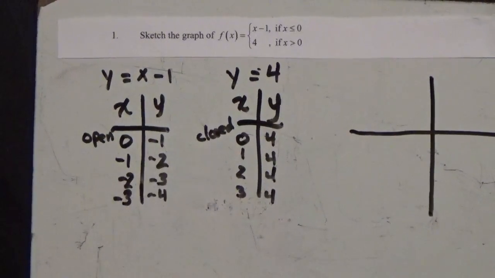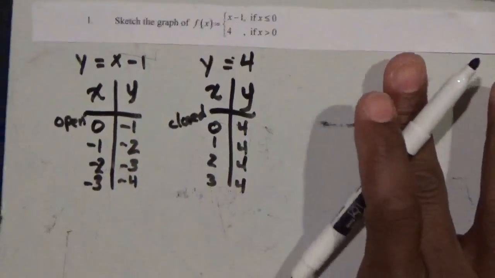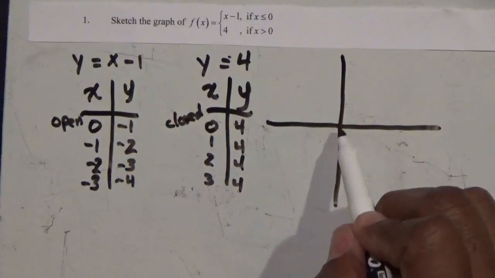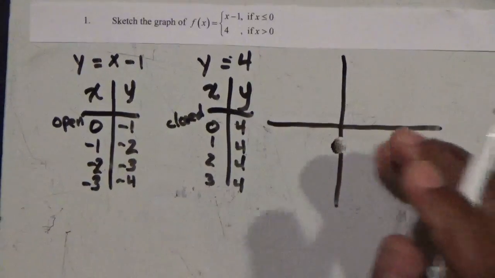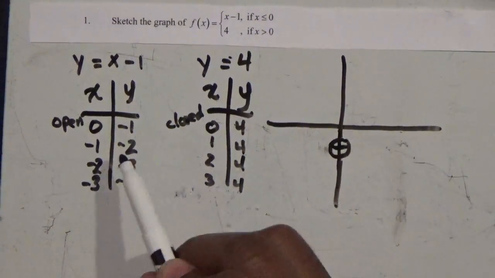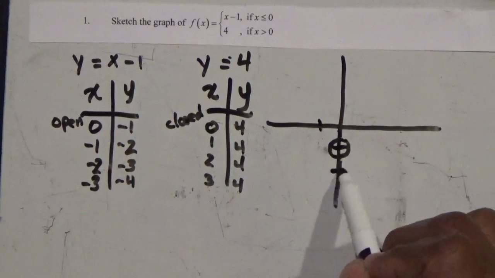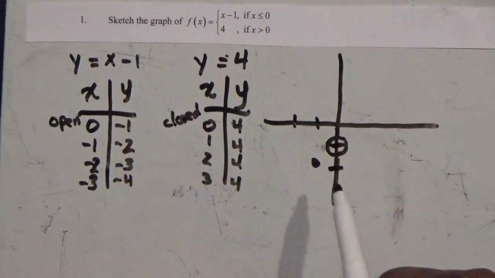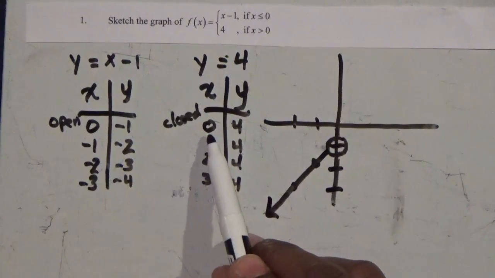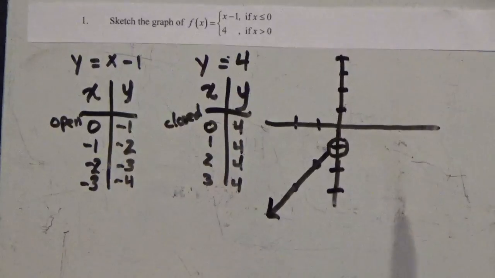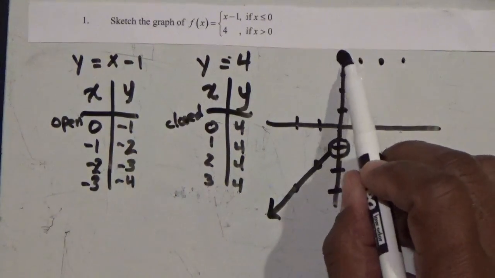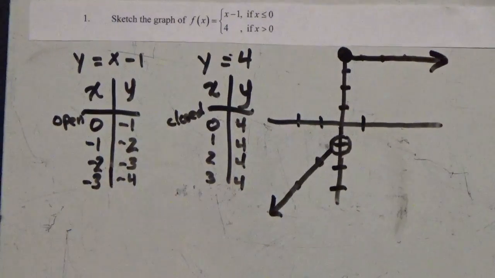We have an open circle at 0, -1. Then the rest of the points we want to plot: 1, -2, 2, -3, and we see that those points go in that direction. Here we have a closed circle at 0, 4. Then we can go 1, 4, 2, 4, 3, 4, and so forth, and we make the ray. And there's number 1 done for us.